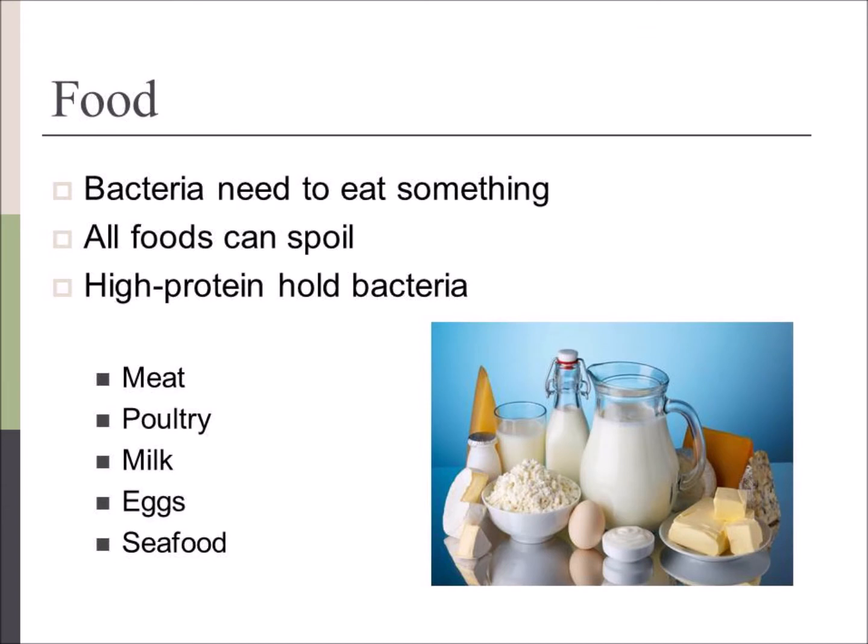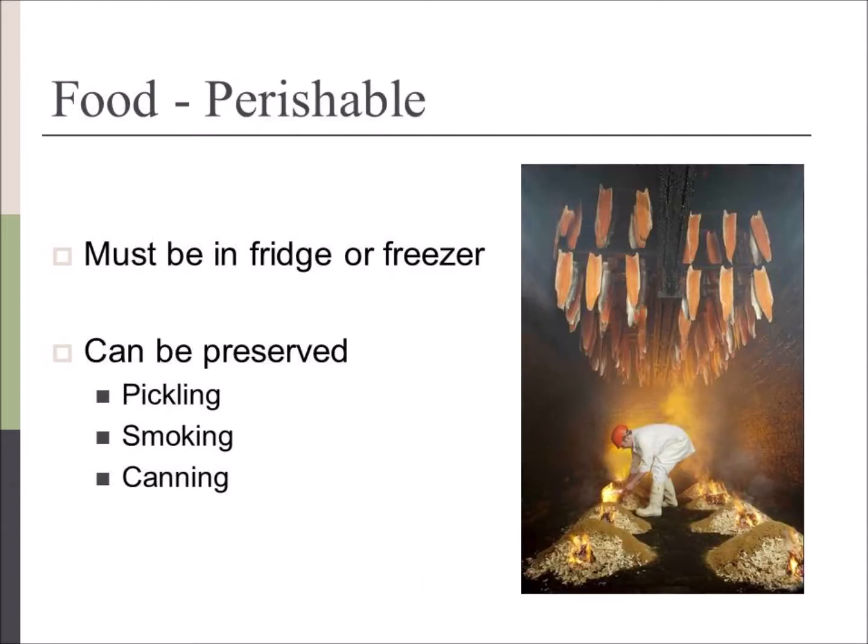Bacteria need something to eat, and while fruits, vegetables, and starches are susceptible to bacterial spoilage, it's high-protein foods like meat, poultry, milk, eggs, and seafood that can harbor germs. These are the foods we consider perishable, which means they need to be kept in the fridge or freezer or preserved using any of the other techniques, such as pickling, smoking, canning, and so on. If it's an apple or an onion or a loaf of bread, you don't need to worry very much about it. It'll go bad eventually, but you can keep it at room temperature.